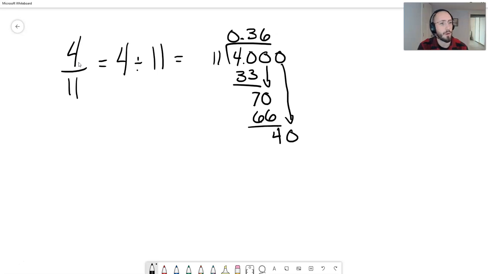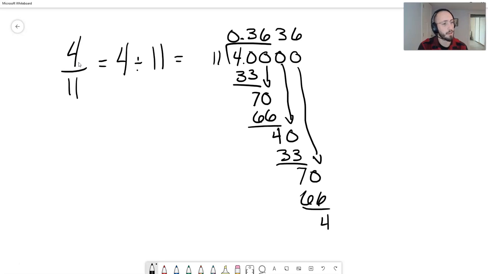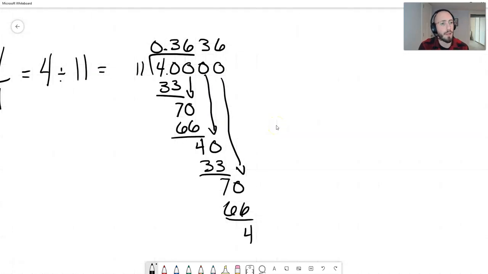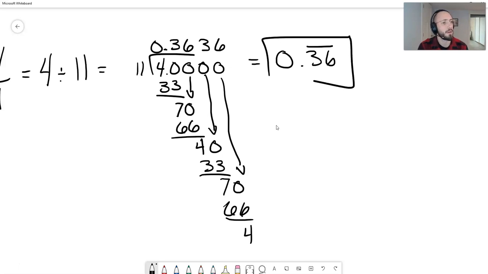And we're back to 40. 11 goes into 40 3 times. 3 times 11 is 33. We subtract and we get 7 again. And this pattern is going to continue forever. Again, we have 6, 66, subtract and get 4. This is going to repeat 3, 6, 3, 6, 3, 6 forever. So we can say that 4/11 is equal to 0.36 repeating.